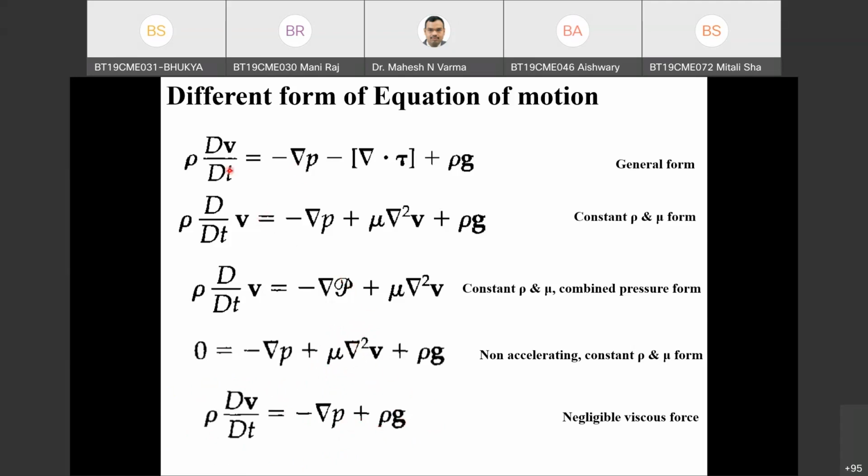Now you can see how many. These are 9 equations. So these are all together 45 equations: 45 equations for the cylindrical coordinate system, spherical coordinate system, and Cartesian coordinate system.